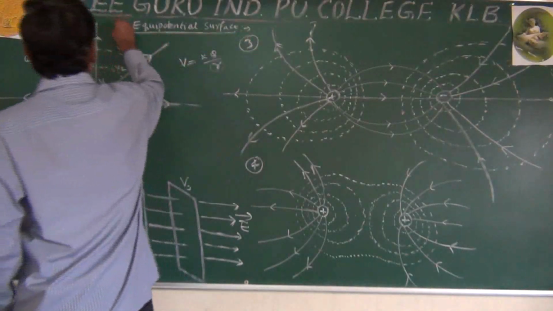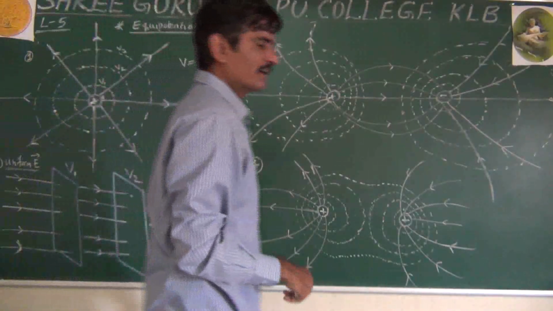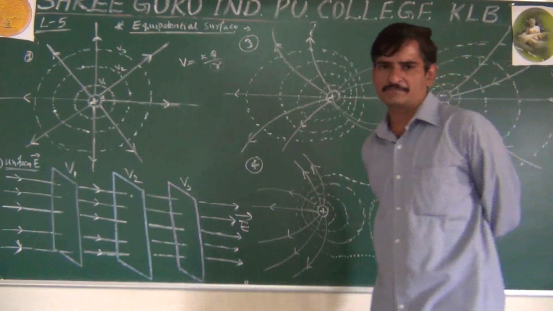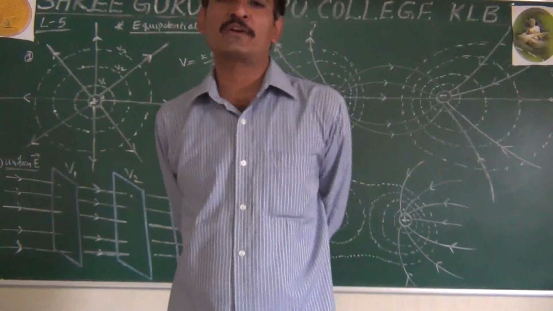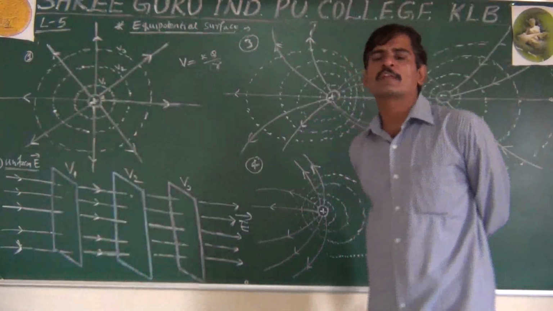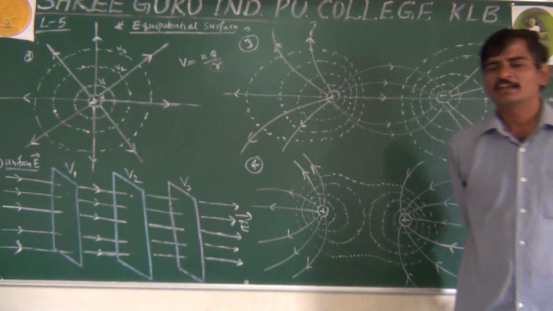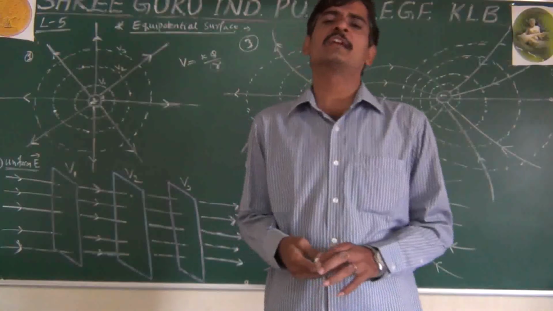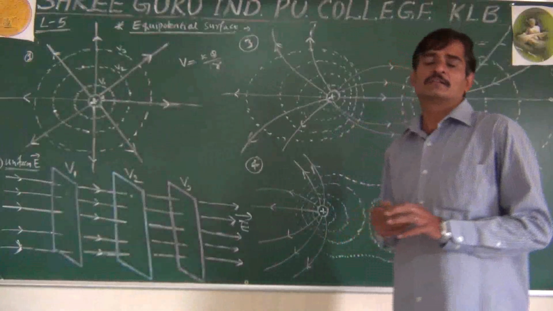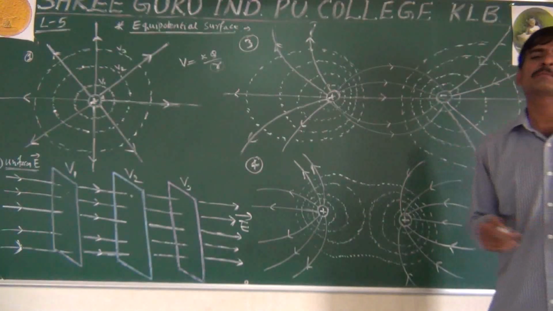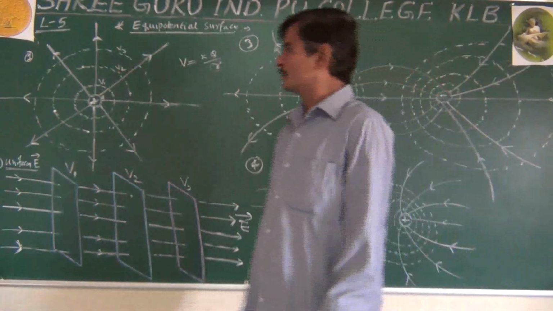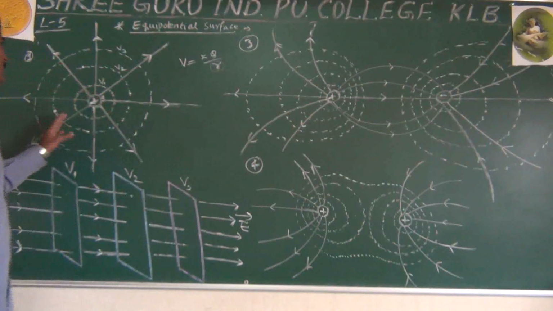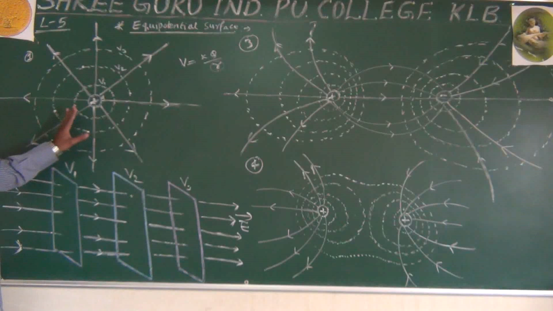Equipotential surface is a surface at every point of which the electric potential due to the charge distribution is the same. That surface we call an equipotential surface. Understood? So now these are the diagrams for the equipotential surface due to only a single charge.